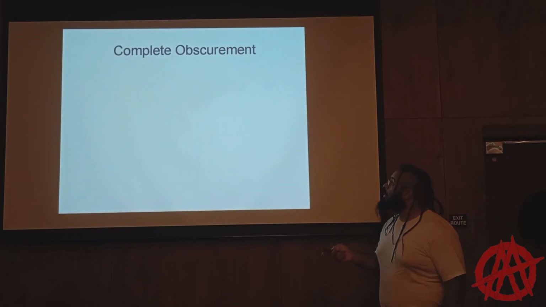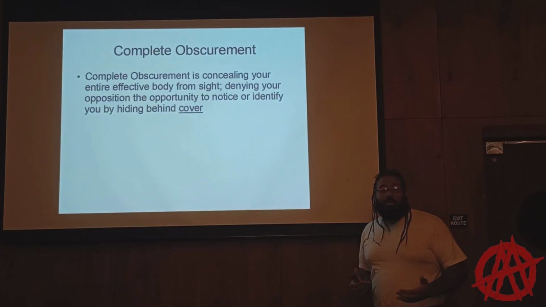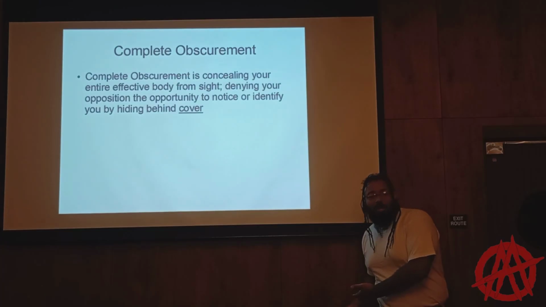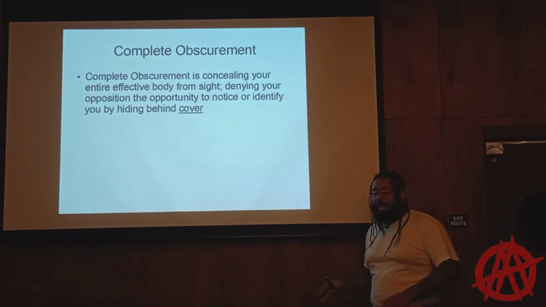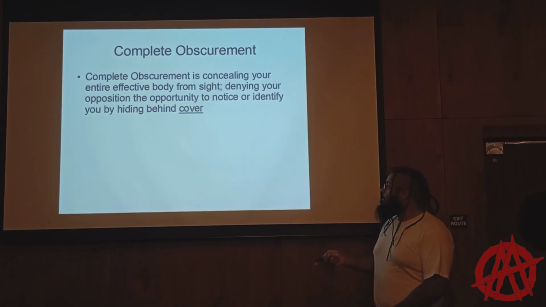So complete obscurement is concealing your entire effective body from sight, denying your opposition the opportunity to notice or identify you by hiding behind cover, right? So again, seeing, noticing, identifying. If you physically cannot absorb the light coming off of something into your eyes, there is nothing to notice or identify, right? So you're denying the whole process from the get-go. But cover, this cover right here, I'll break that down in a second.